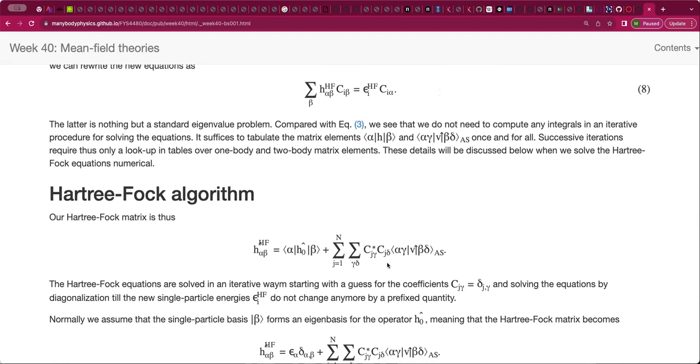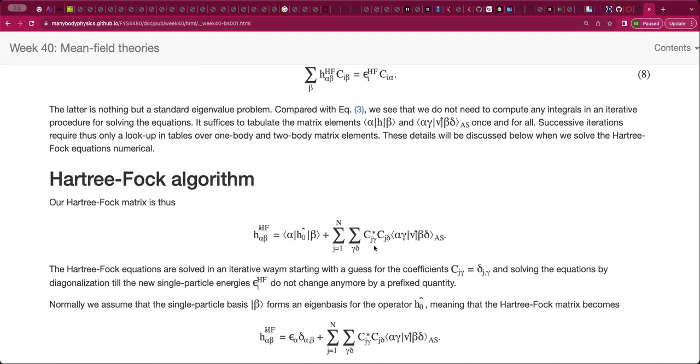So what we need is to set up a guess for these coefficients. That's the standard way by which we start the Hartree-Fock calculations. In the beginning, you could guess that these coefficients are just 1 and given only by the diagonal elements. That's a typical guess for a Hartree-Fock calculation.